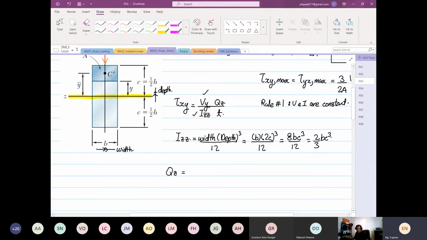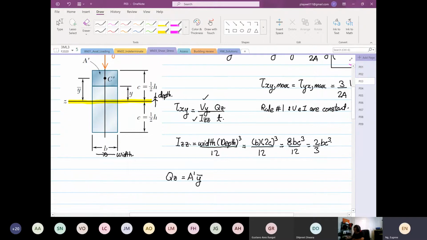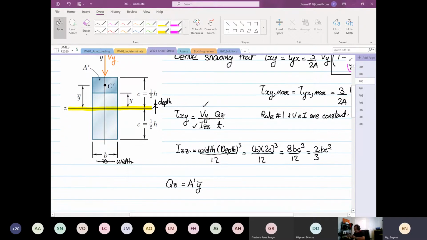Right? So QZ, as we said earlier, is equal to A. Okay, so I'm going to call this A prime, A prime Y bar. I'm going to follow the symbol over here. So the area that is of concern is the shaded region. Can you all see the shaded region area, right? So that is the area of concern.